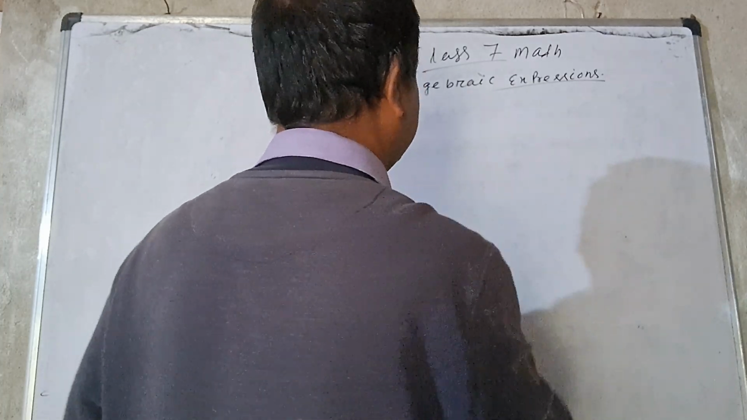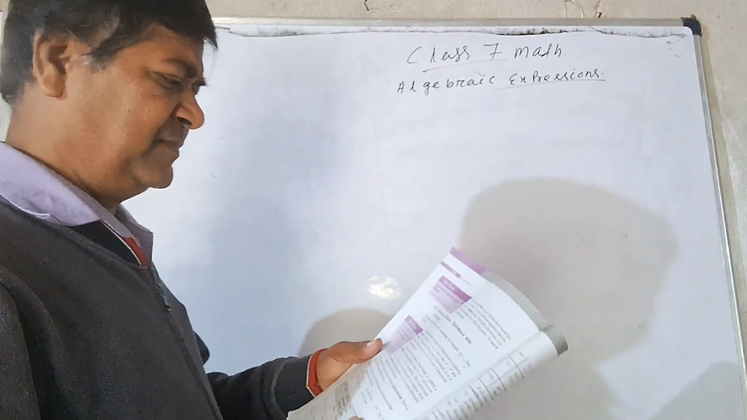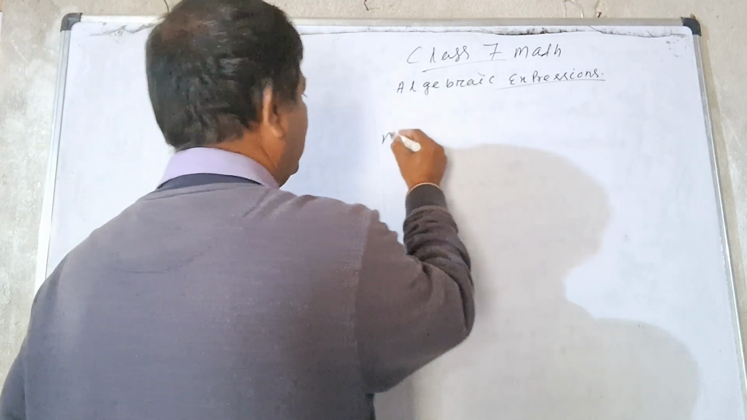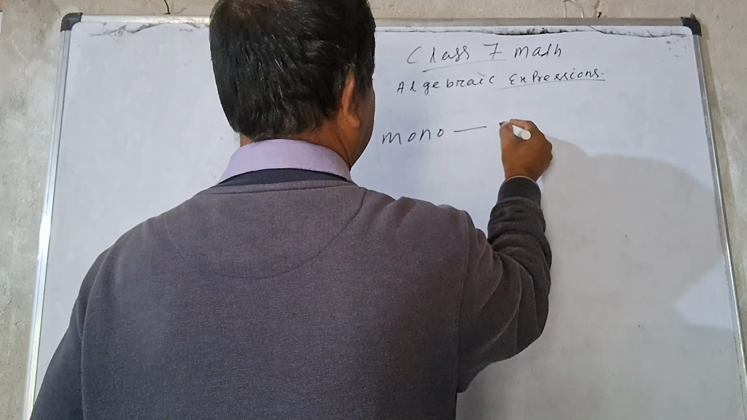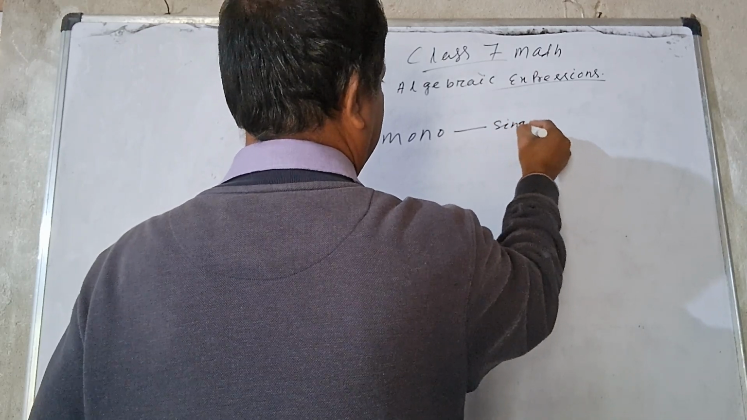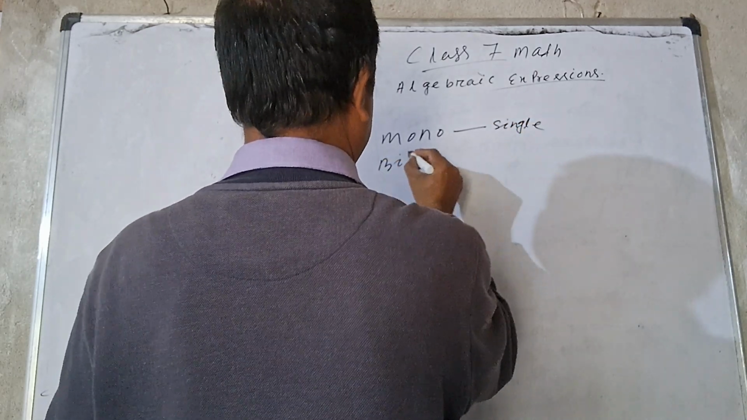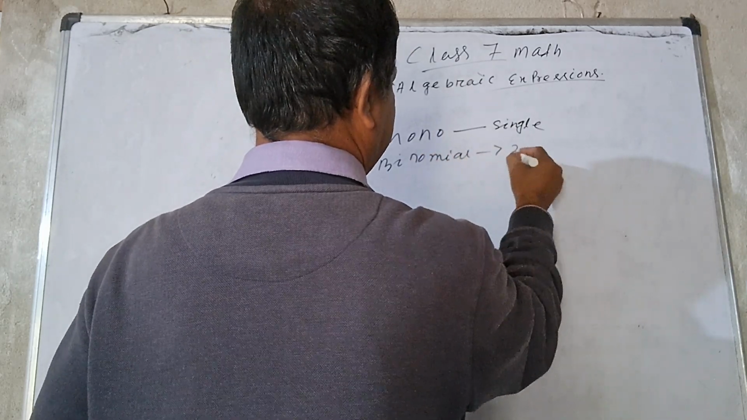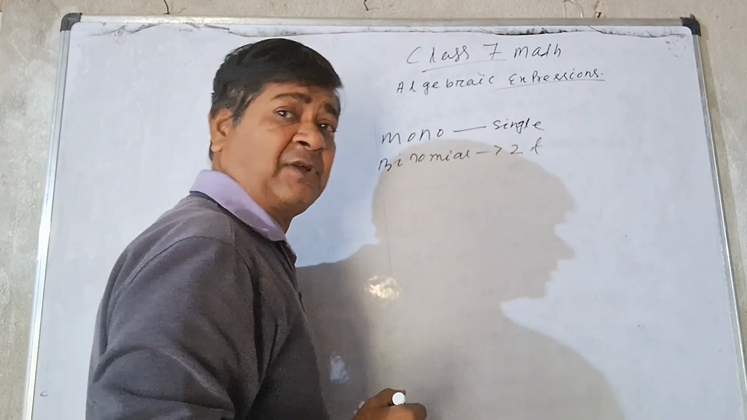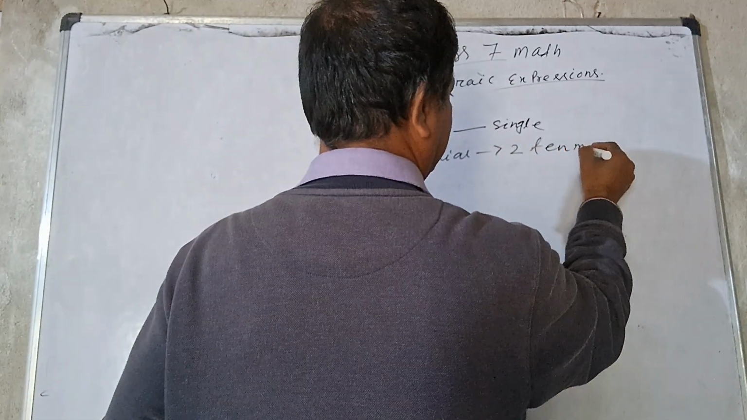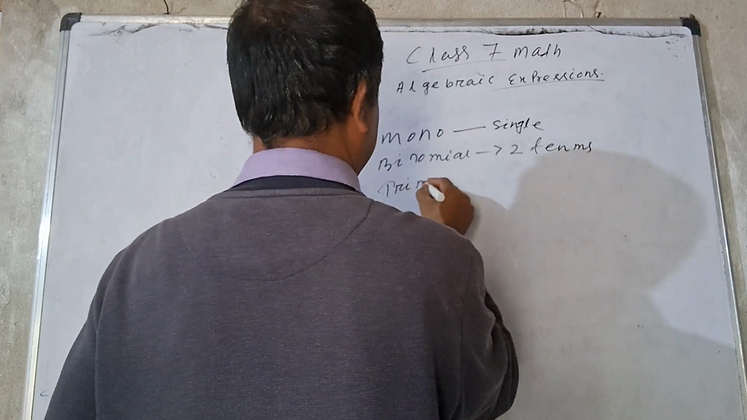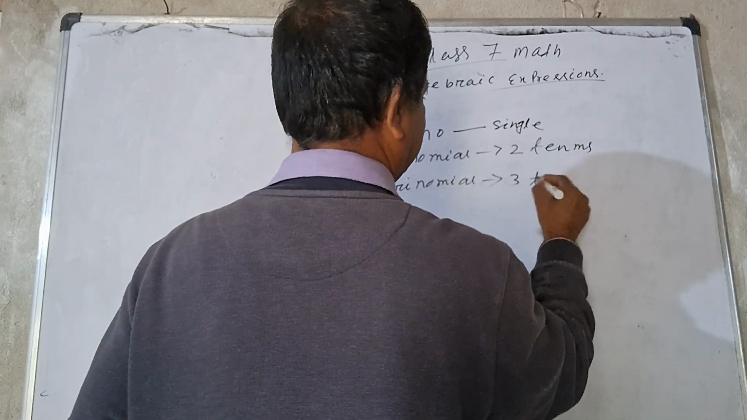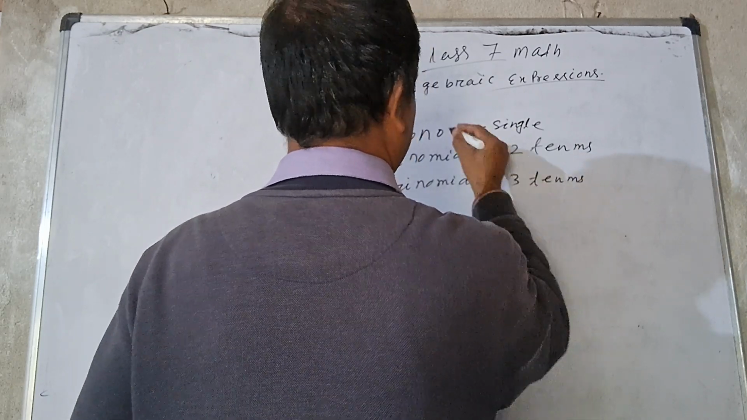Now another thing about algebraic expressions: monomial, binomial, trinomial and polynomial. Mono means single. Binomial means an algebraic expression having 2 terms. Trinomial means an algebraic expression having 3 terms.